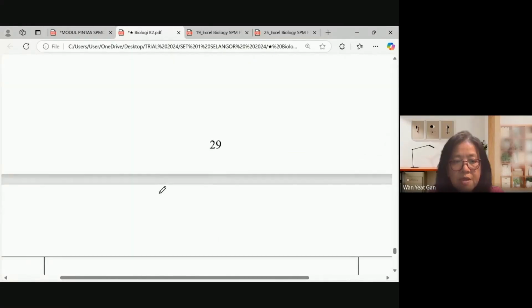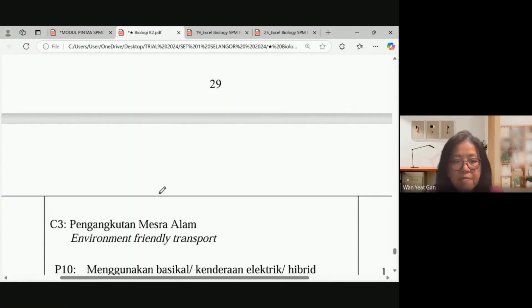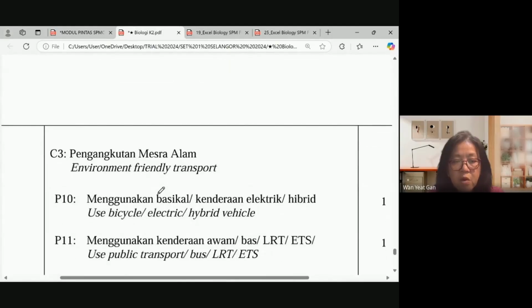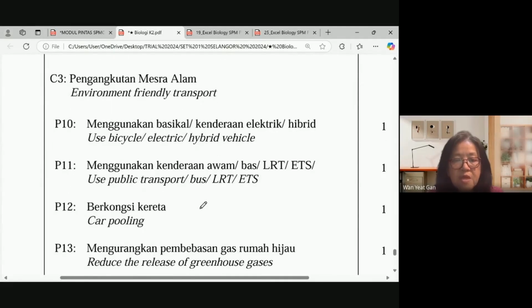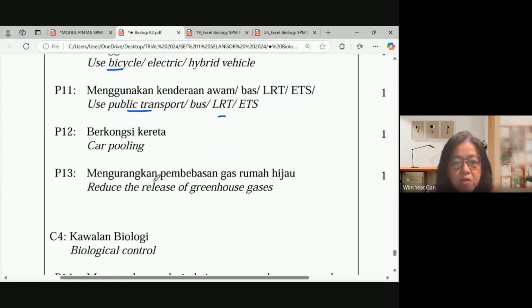Next is environmental friendly transport. So instead of using vehicles all the time, maybe we can switch to other alternative means of transport like bicycle, public transport like buses or LRT, and carpooling is another one. So this will reduce the release of greenhouse gases.